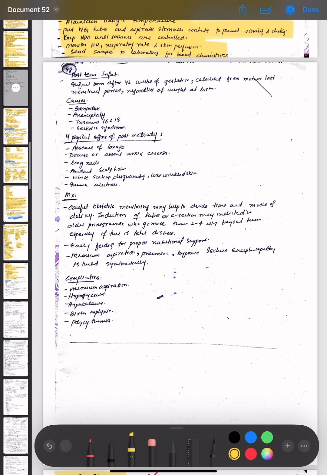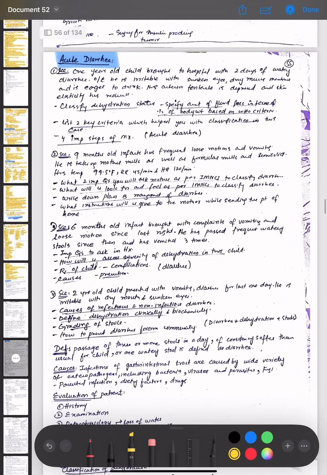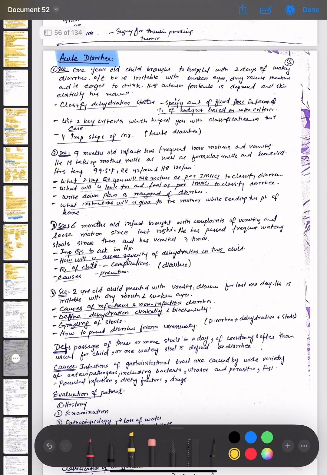Then we will complete neonatology, and in the next section we will discuss acute diarrhea, which is the most favorite topic of the pediatric department in the professional exams.